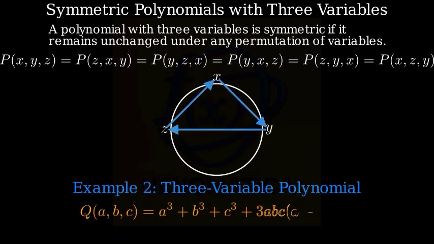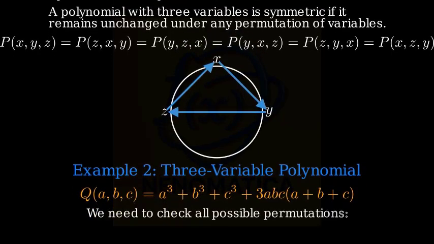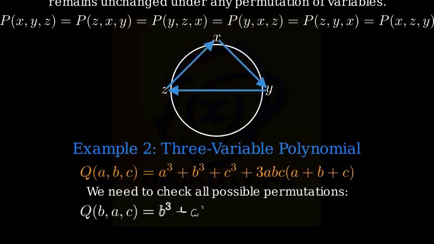Consider the polynomial q of a, b, c equals a cubed plus b cubed plus c cubed plus 3 times a times b times c times the quantity a plus b plus c. To verify if this polynomial is symmetric, we need to check if it remains unchanged under any permutation of variables. Let's swap a and b.